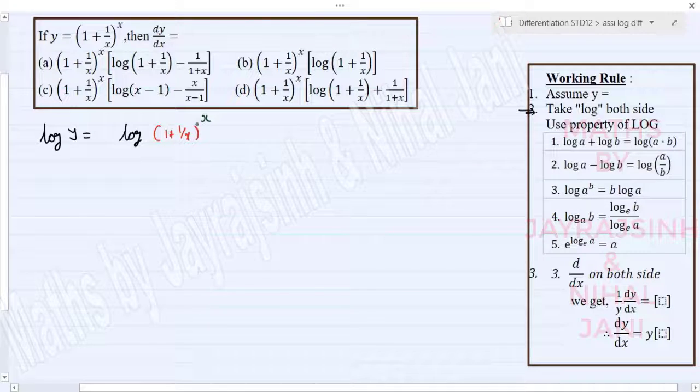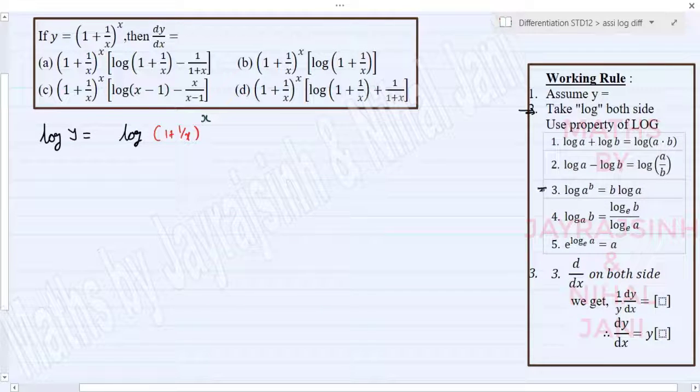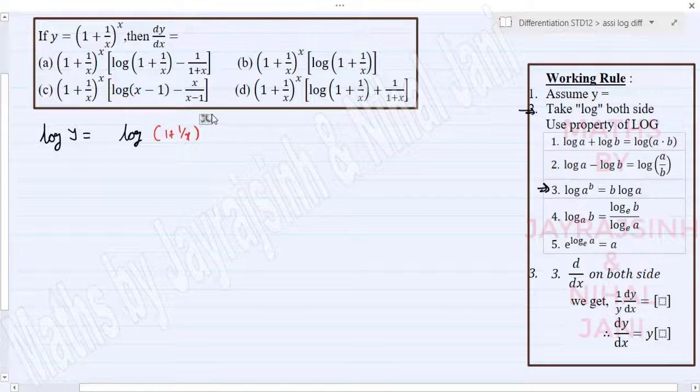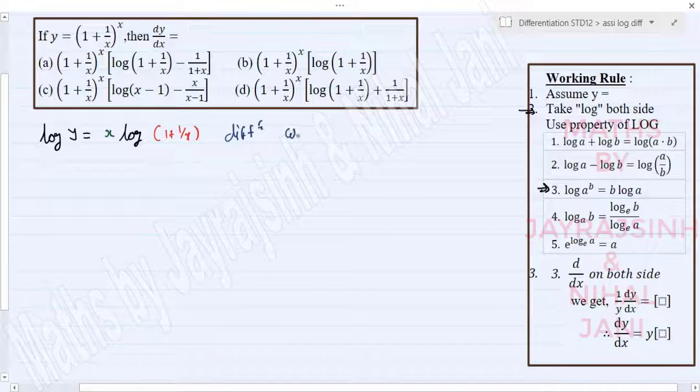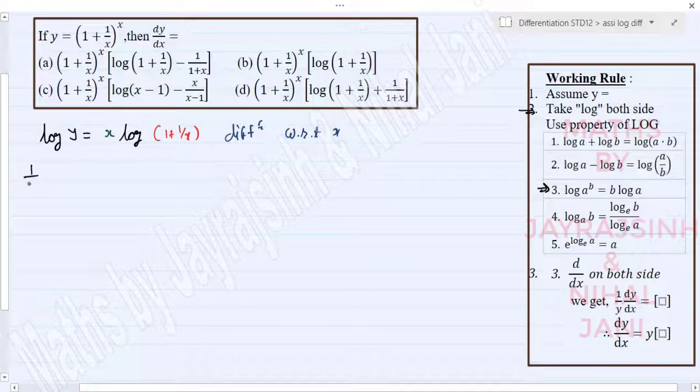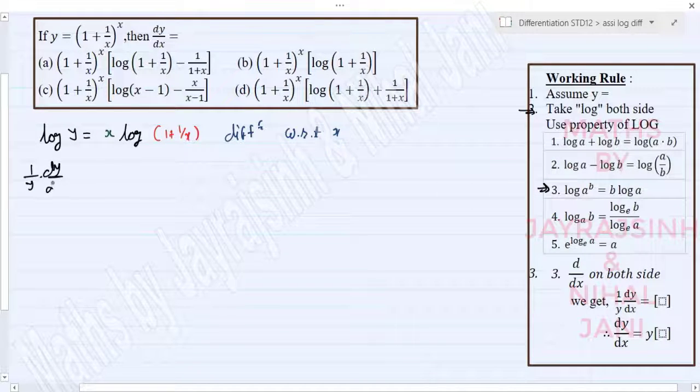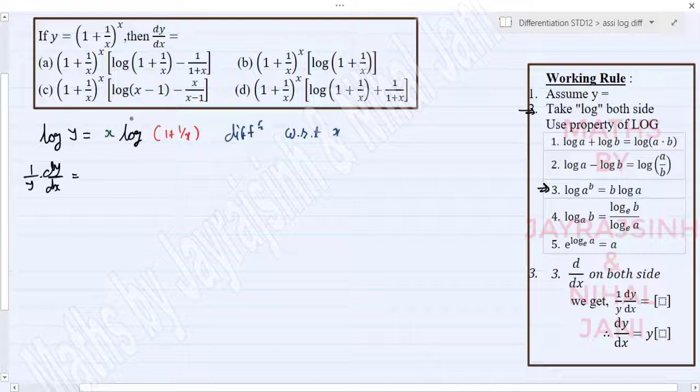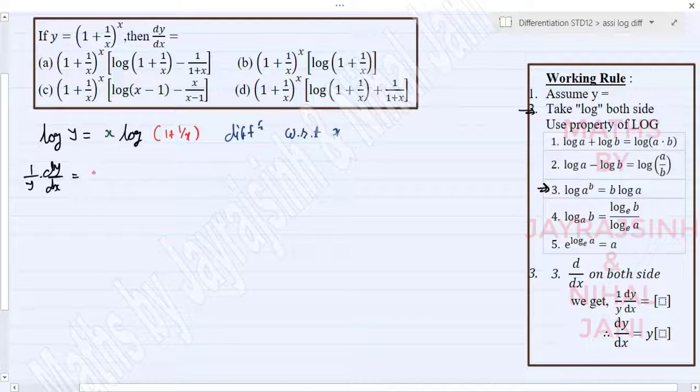to x. Now for further simplification, we are going to use the third property, using which we can say this x will go in the multiplication of log. So here we get our simplest equation. Now if we differentiate our equation with respect to x, on the left hand side we will get 1 upon y dy by dx, and on the right hand side we have to apply the multiplication rule.